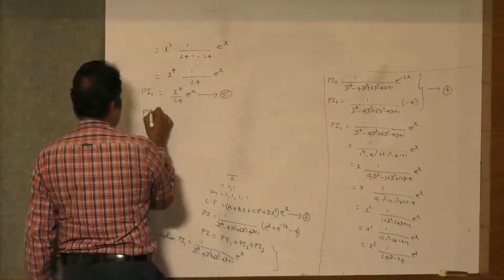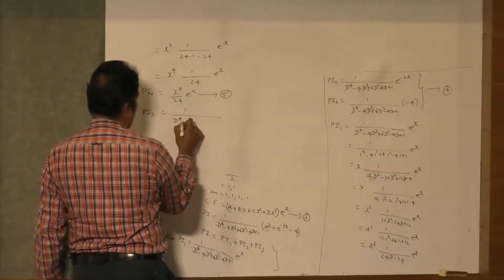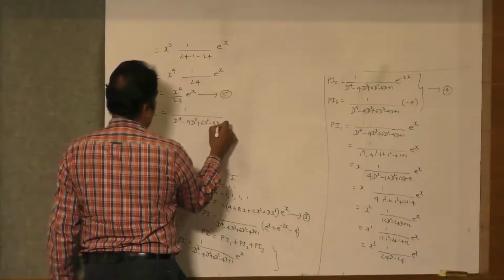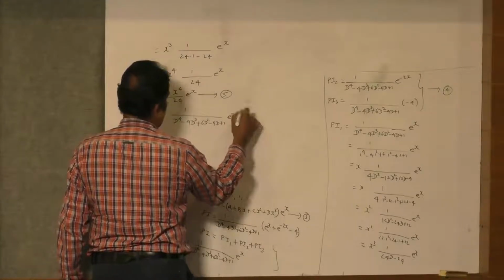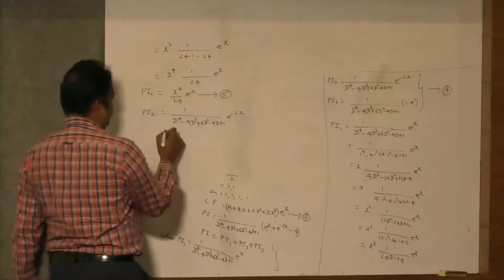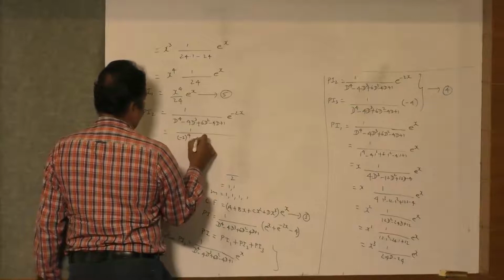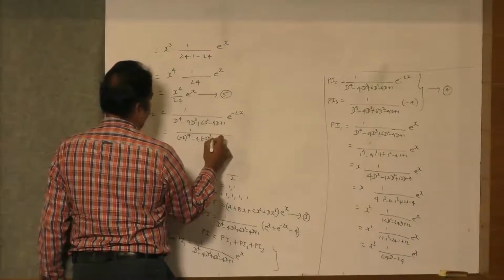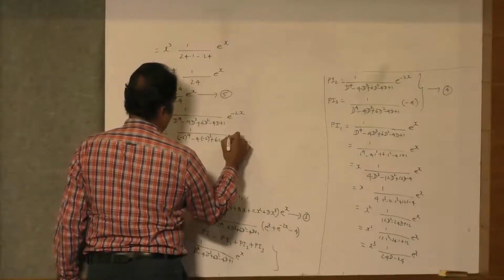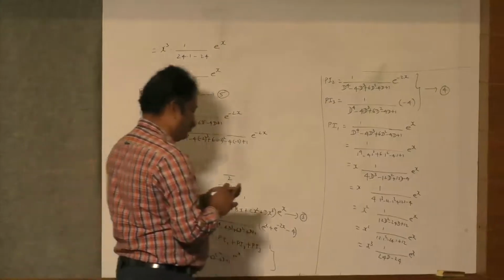Now let us find out pi2. pi2 is equal to 1 divided by d power 4 minus 4d cube plus 6d square minus 4d plus 1, e power minus 2x. In this case the coefficient of x is minus 2, so we have to replace d by minus 2. If we replace d by minus 2, we get minus 2 to the whole power 4 minus 4 into minus 2 to the whole cube plus 6 into minus 2 to the whole square minus 4 into minus 2 plus 1, e power minus 2x.